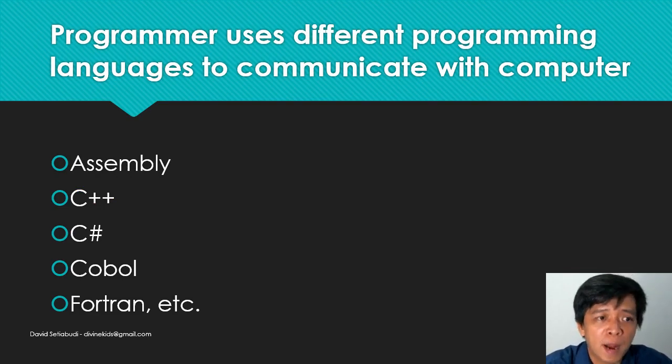Now, programmers use different programming languages to communicate with the computer. So, some persons use language A, some use language B, some use C, D, and E to communicate with the computer. Okay? Now, some people use assembly. What is assembly? I will explain later on. C++, C#, COBOL, FORTRAN, and other languages.